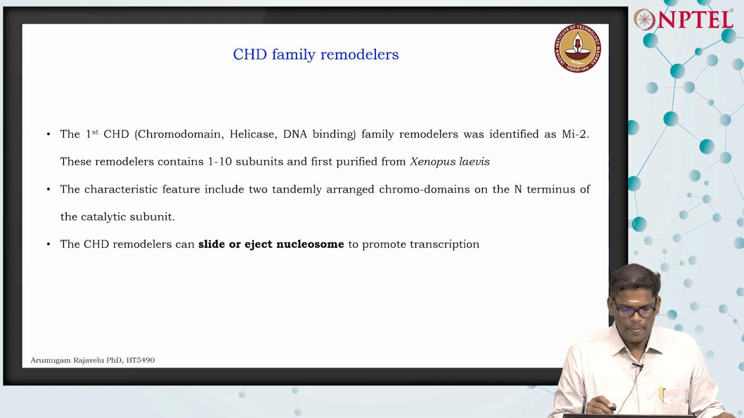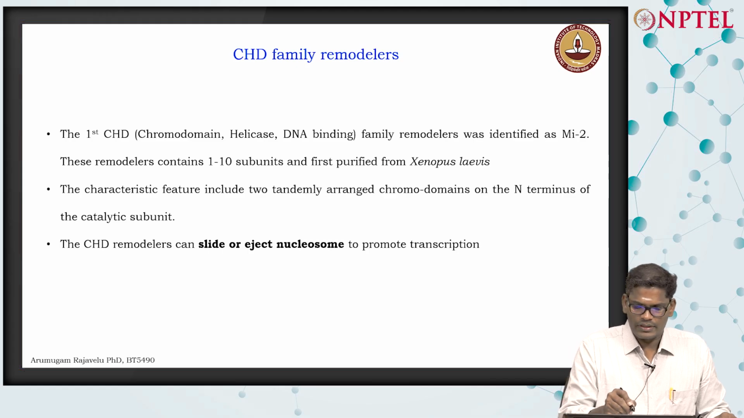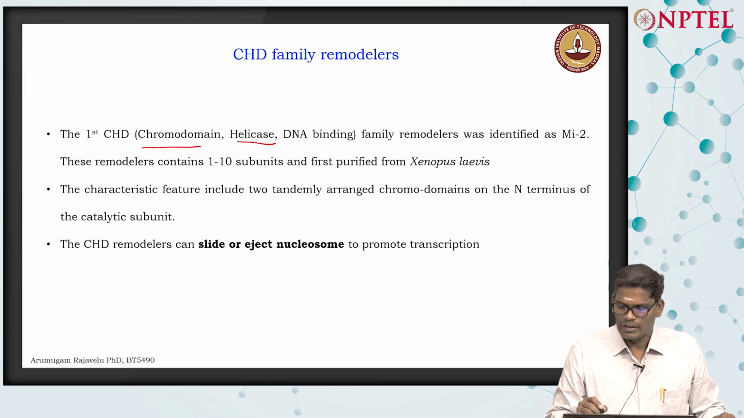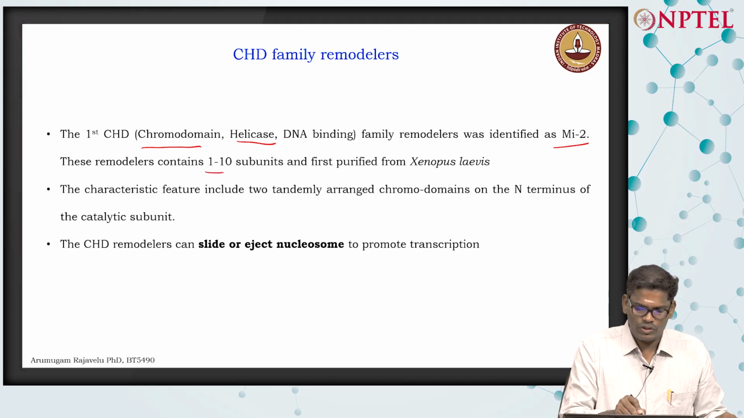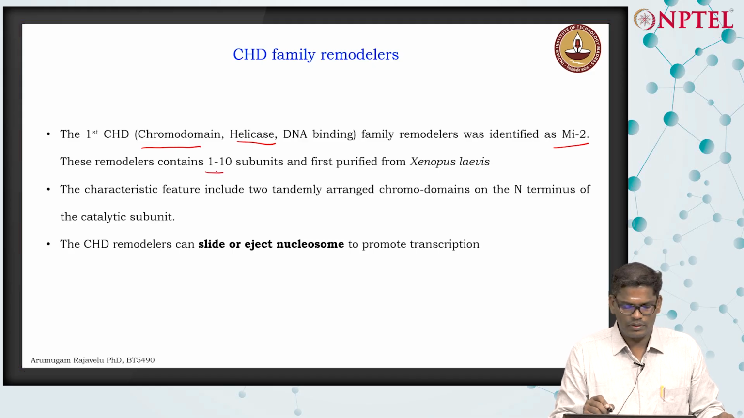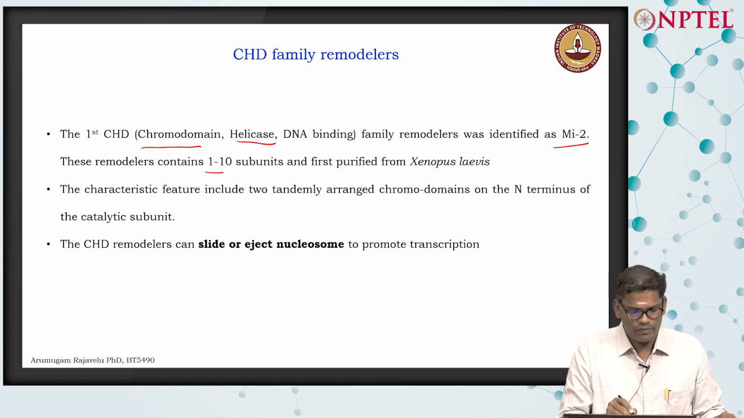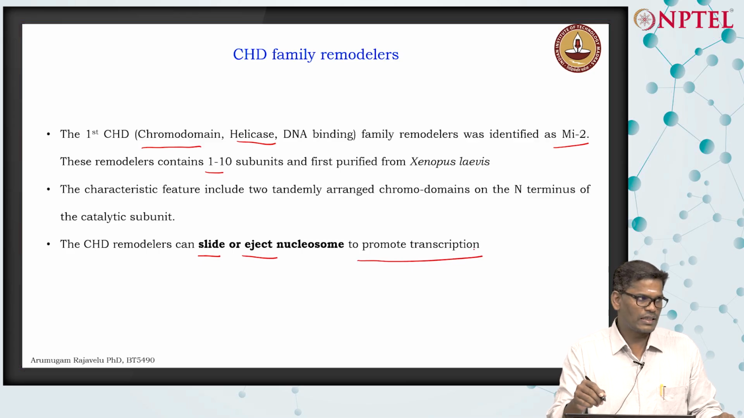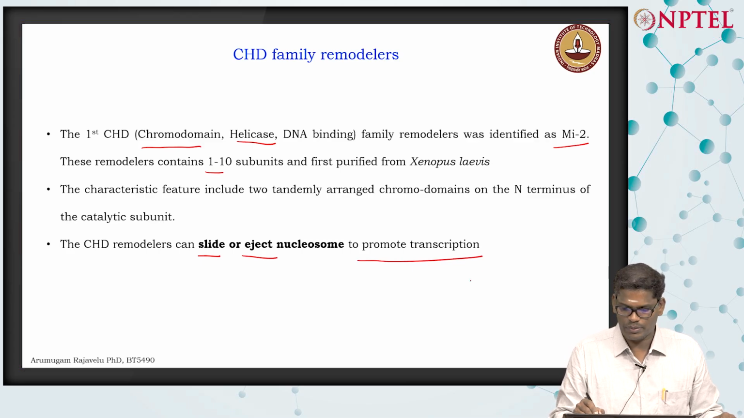The third family is the chromodomain helicase DNA binding family. It was identified as part of the Mi2 remodeler complexes in Xenopus, and has sometimes 1 to 10 subunits. Mostly these are also involved in the sliding of nucleosomes or ejecting nucleosomes to promote gene transcription. Again, this is context specific, and some will be transcription and some will be gene repression.